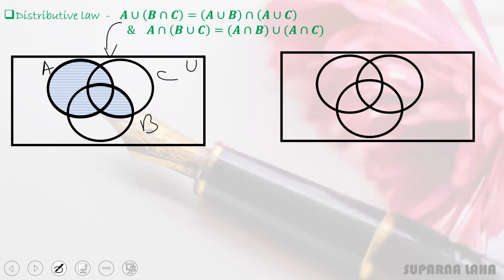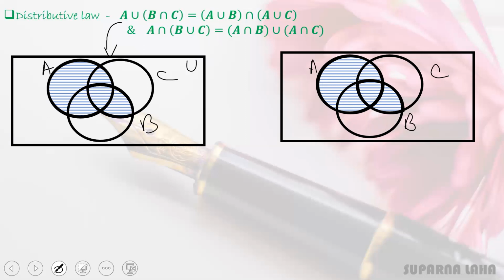Take A, B and C. So what is A union B? This portion is A union B. What is A union C? This portion is A union C. Now you need to take the common portion. So look at that. This is A union B and this is A union C. So the common portion is this portion only.